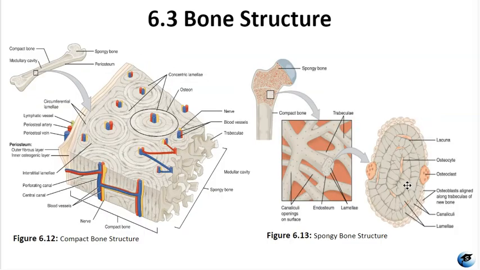Figure 6.12 is a diagram of compact bone. This cross-sectional view of compact bone shows the basic structural unit, the osteon. You can see the concentric lamellae and the central canals. Figure 6.13 is a diagram of spongy bone. Spongy bone is composed of trabeculae that contain the osteocytes, and red marrow fills the spaces in some of these spongy bones.